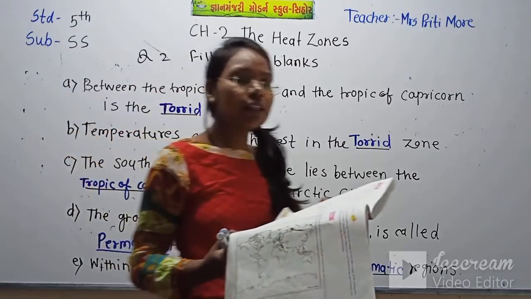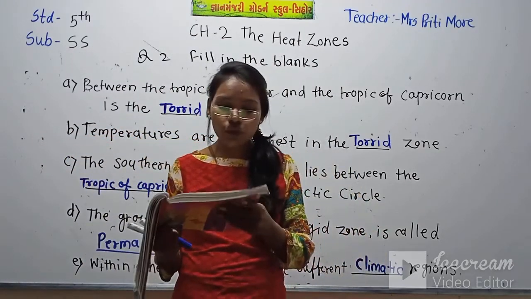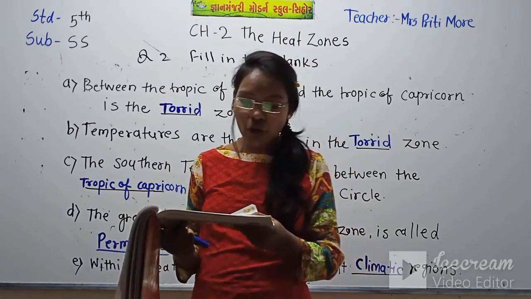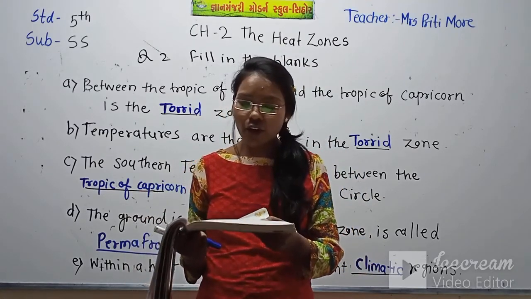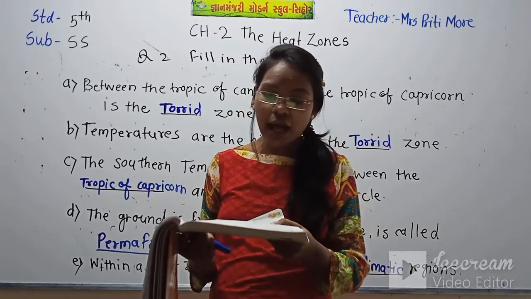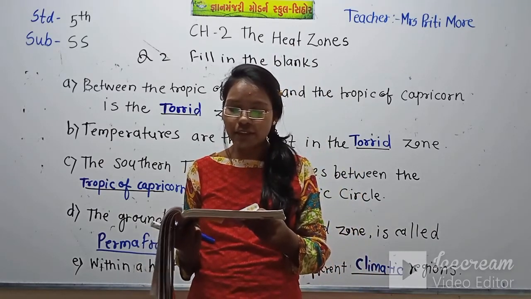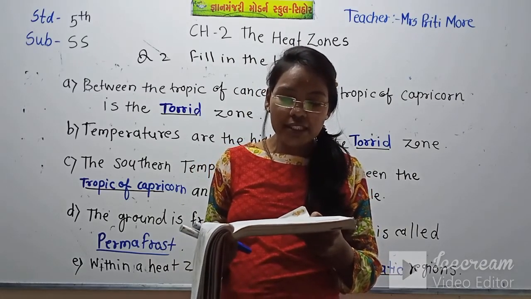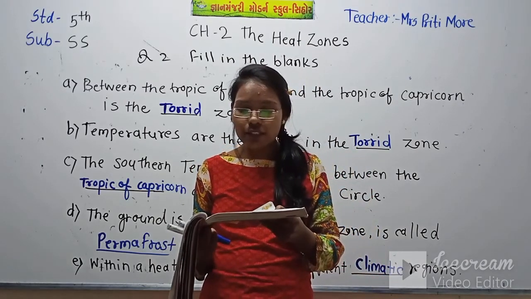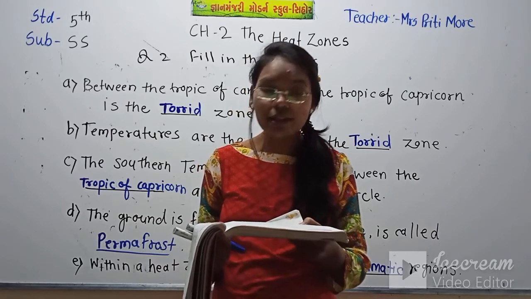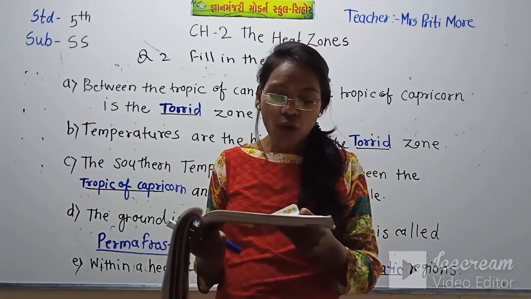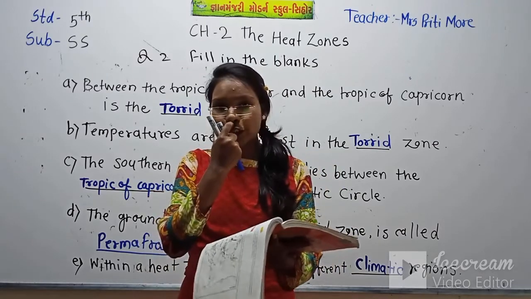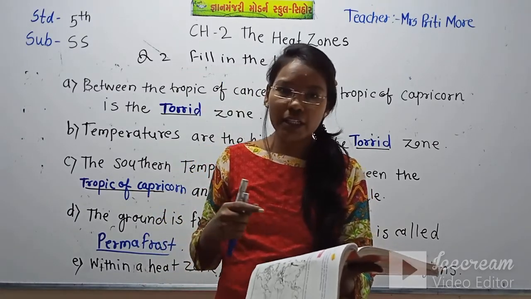Now question number 3 is there. Answer the following questions. A, how is the heat zone divided? B, on what factor does the weather of a place depend? C, how is the climate of a place different from its weather? D, do all the places in the heat zone have the same climate? Why does the climate differ? E, why is the frigid zone very cold? The answers to these questions will be provided soon.